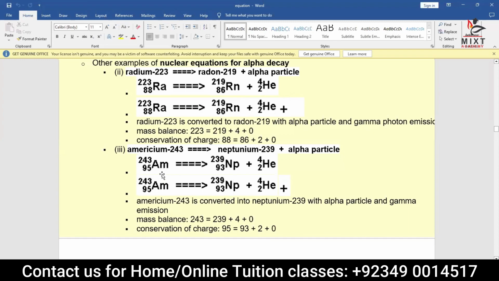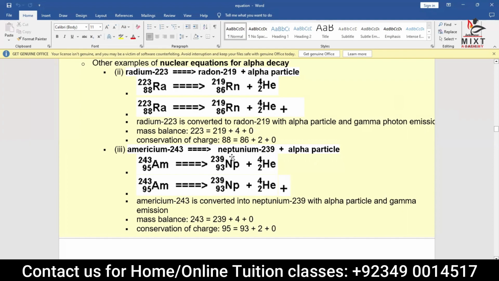Now if you check this out here, the mass on the left hand side is 243. They didn't talk about the proton number anyway; they are talking about the mass. On the other side, 239 plus 4 gives you the mass on the right hand side. So remember that the mass and the proton number should be balanced on both sides. So 95 on the left hand side, and on the right hand side 93 plus 2, which gives you the atomic number, or you can say proton number.